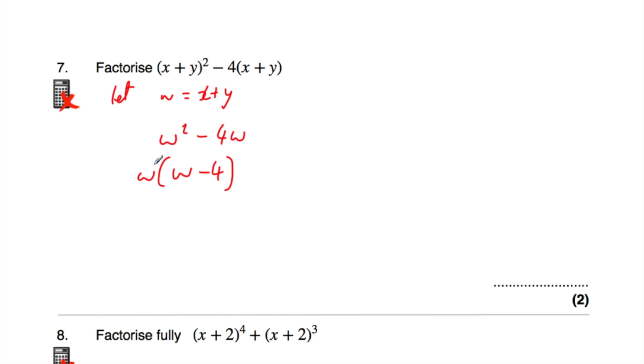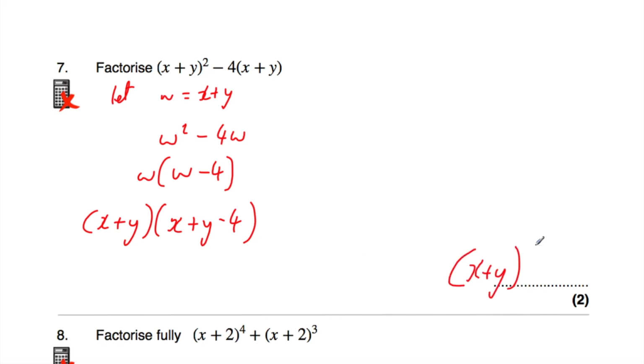And then finally, we want to replace the w with what we let it equal in the first place. So we're going to replace it with x + y. Instead of w, we're going to write in brackets (x + y), and then here, instead of w − 4, we're going to write x + y − 4. And that's it. We're done. So the answer is (x + y)(x + y − 4).